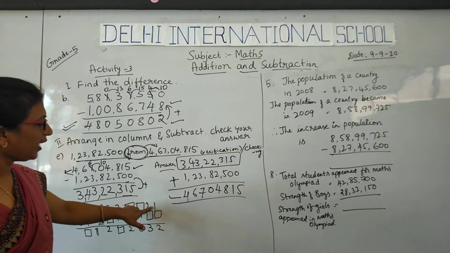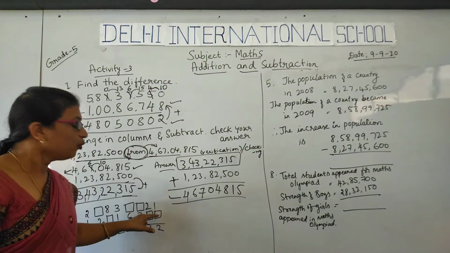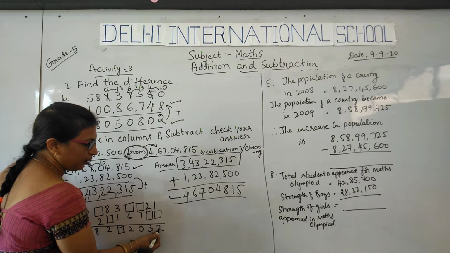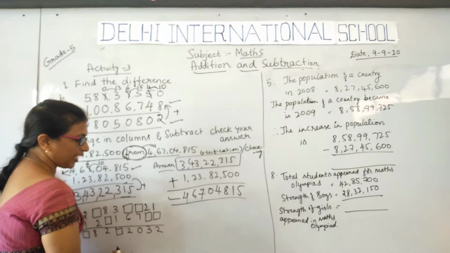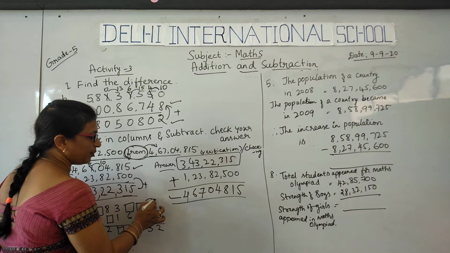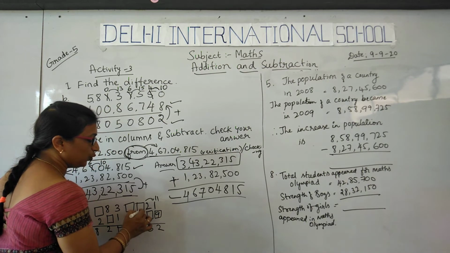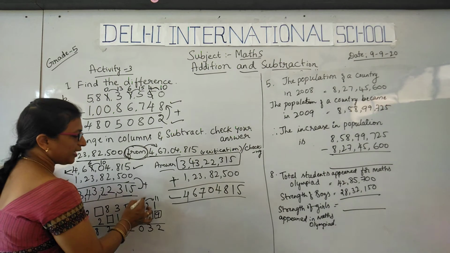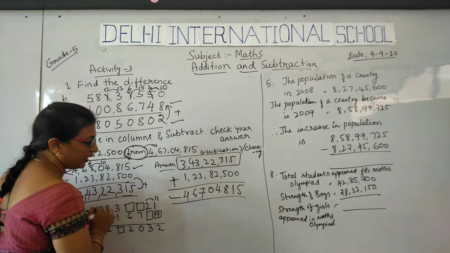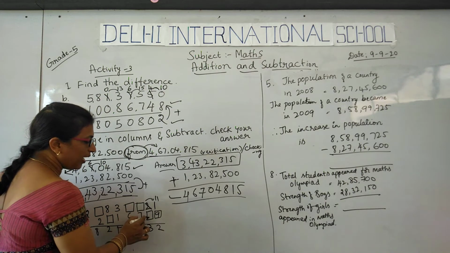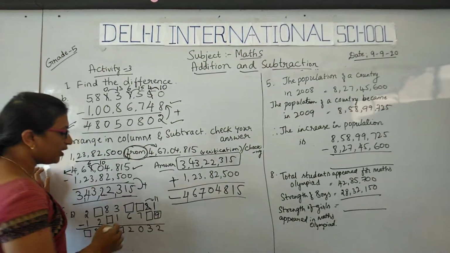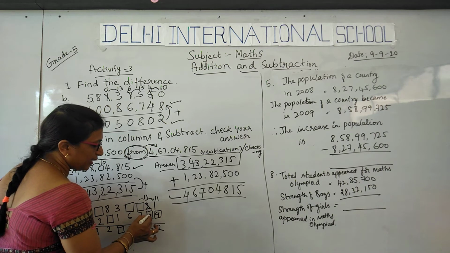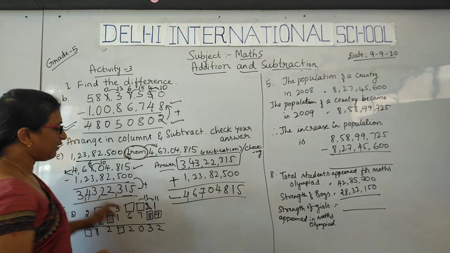So 1 minus which number gives you 2? If the upper number is lower than the answer number, then we have to take a carry. So 11 minus 9 is 2. In this box we have filled 9. Then it becomes 1 now. 1 minus which number becomes 3? Again I will take 1 from here. 11 minus 8 becomes 3.